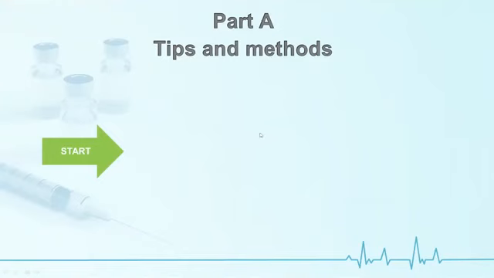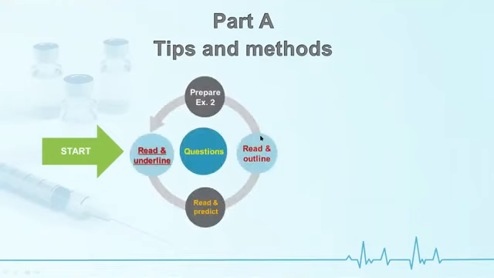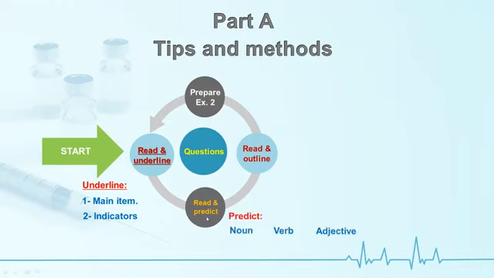So let's talk about the tips and methods regarding part A. At the start, once you receive the question paper or the question booklet, read the questions and underline the main items and indicators, and after that, predict the answer. It could be a noun, a verb, or an adjective, and you will be able to do that if you know the sentence structure. We will discuss this topic in the writing sessions, grammar.